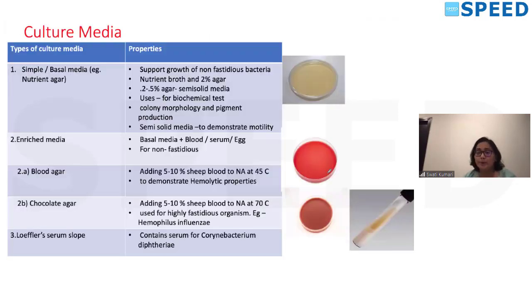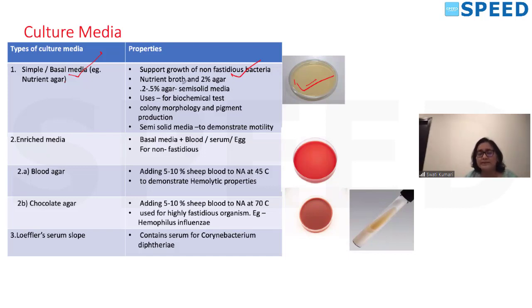Now coming to the next important topic, culture media. Microbiology is based on culture media, right? So how many types of culture media do we have? We'll start with types of culture media. First one is your simple or basal media, which is nutrient agar. You can see the picture of this because you get picture-based, case-based questions. Please remember, this is your nutrient agar, which supports the growth of non-fastidious organisms. Fastidious organisms require extra nutrition; non-fastidious ones can grow on simple media.